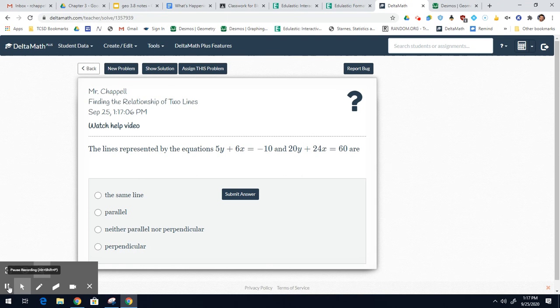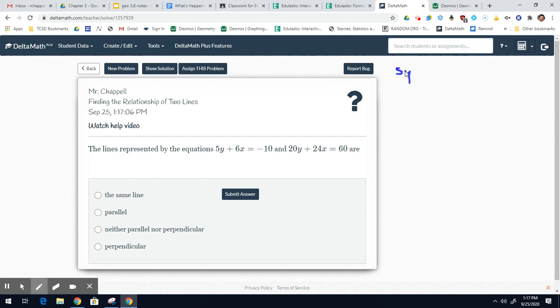Oh, yeah. Okay, one more problem in this video. Okay, now it says the lines represented by the equation 5y plus 6x equals negative 10 and 20y plus 24x equals 60 are, and now they want you to determine, are they the same line, parallel lines, neither parallel or perpendicular. So we need to take both of these lines and put them in slope-intercept form. So we'll start with the first one.